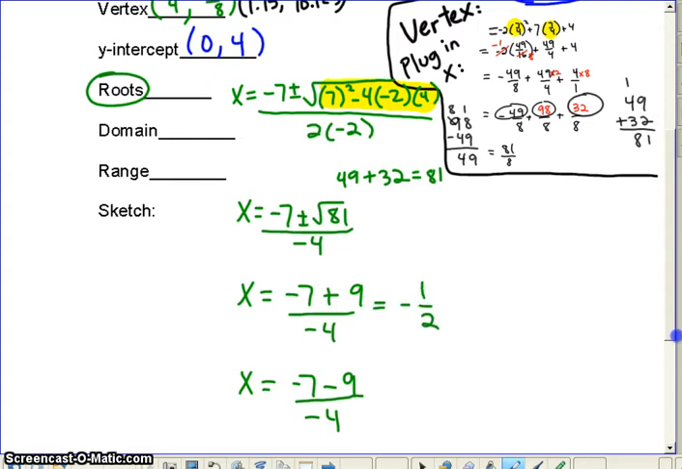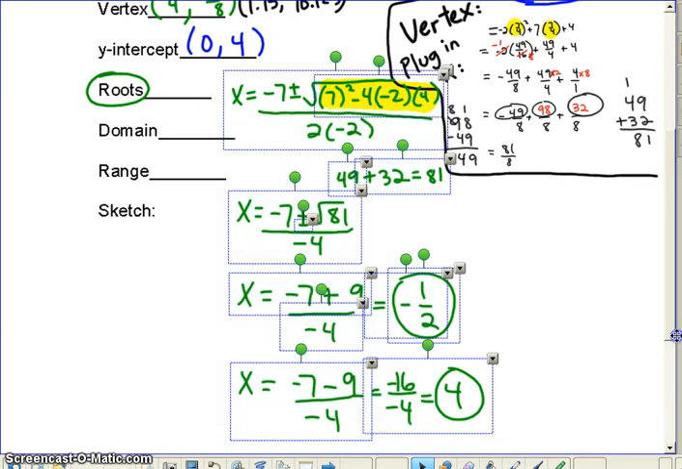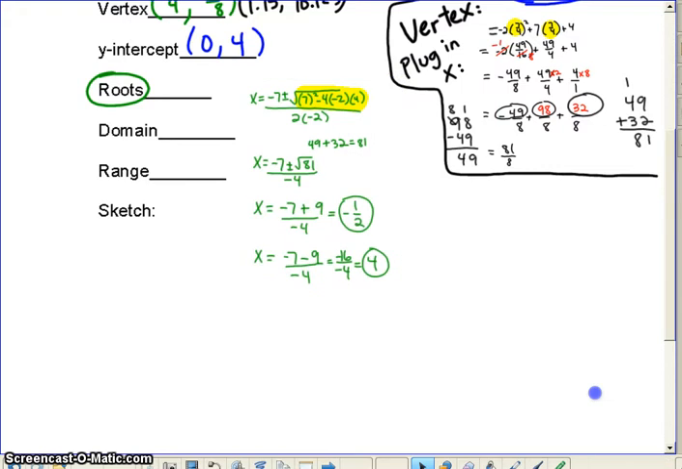So the parabola will cross x at negative 1/2. Negative 7 minus 9 is negative 16. Negative 16 divided by negative 4 is positive 4. So the graph is also going to cross x at positive 4. Okay, let's just put all that together. The roots are negative 1/2, 0, and 4, 0. Now we know where it's going to cross the x-axis.